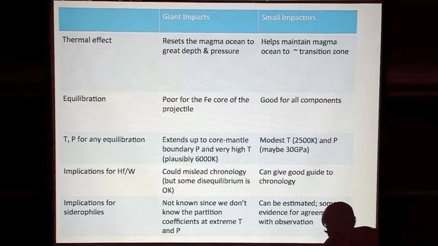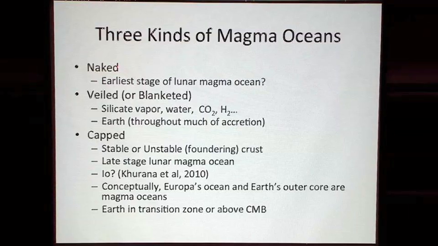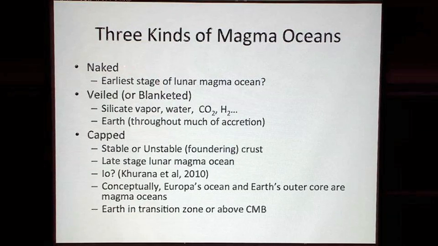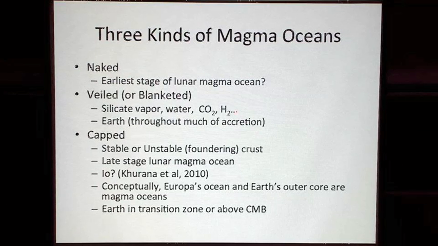Let's talk a little bit more about magma oceans. You can, of course, imagine a naked magma ocean, by which I mean a magma ocean which has no overlying cap or dense atmosphere to keep it hot. It'll cool quickly, maybe the earliest stage of the lunar magma ocean. This is well before the flotation of the anorthositic material. Maybe it's like that, although even that one will have some atmosphere, but the atmosphere will be escaping. You can have a veiled or blanketed magma ocean, silicate vapor for a short period of time, and then various other things. And this is presumably what the Earth had throughout much of its accretion, which means it would not be a chill crust.